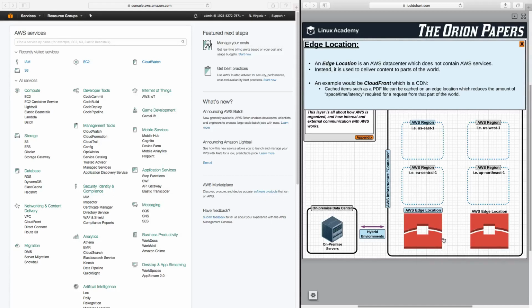So edge locations are located all around the world and allow us to cache data in specific regions of the world where we want that content to be closer to the customers who are going to be accessing it.